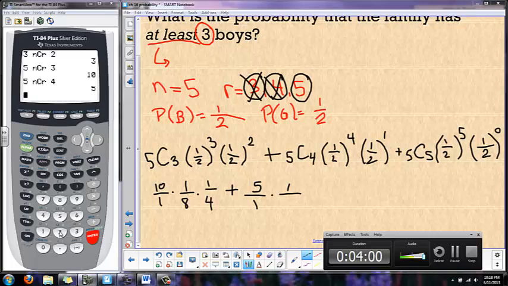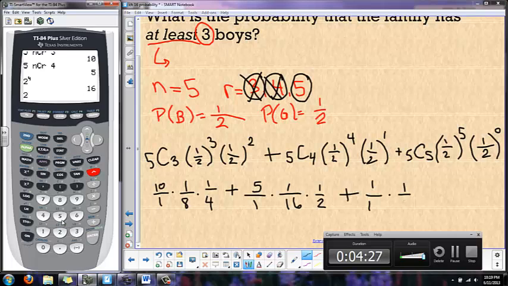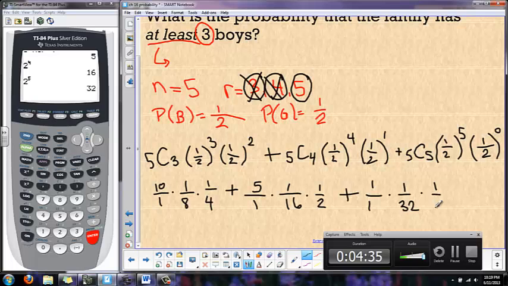2 raised to the 4th power, I believe, is 60 something. Oh, 2 raised to the 4th power is just 16. I'm losing my mind. That's okay. And then 1/2 to the 1st power is just 1/2. Plus 5 choose 5 is a 1. 1 to the 5th power is 1. 2 raised to the 5th power is 32. Yep. And anything raised to the 0 power is always just 1.